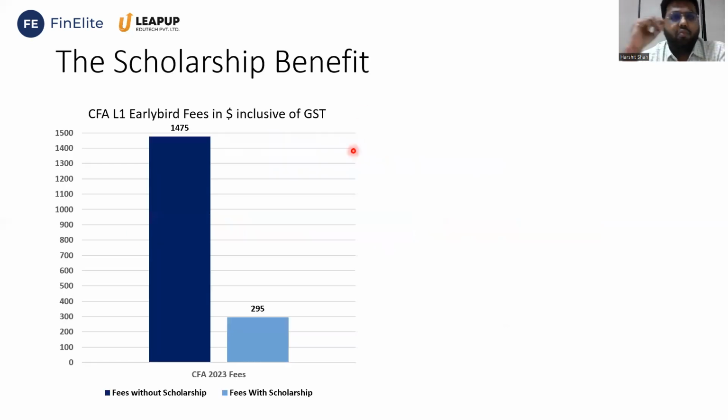So first thing, and the most important thing, if you get the scholarship, how much money do you receive? You see this chart. This chart shows two things. One is the fees without the scholarship, which is in dark blue. This is in dollars, and this is inclusive of 18% GST. So in India, you have to pay an 18% GST. And the light blue one is if you receive the scholarship, what's the fee? So if you see, from $1,475, your fees will go down to $295. And this is the early bird fee.